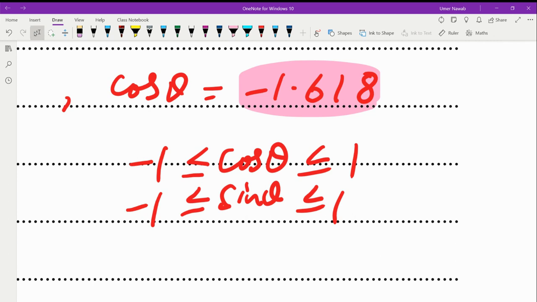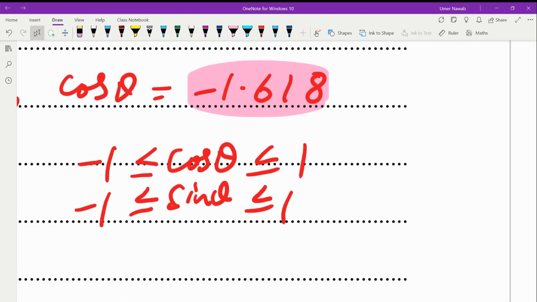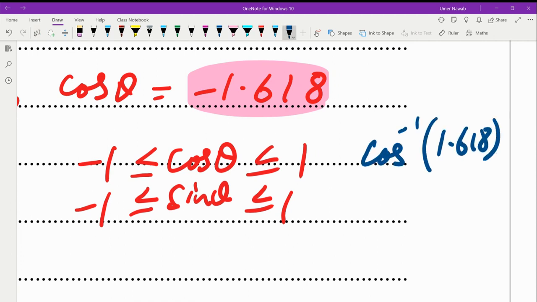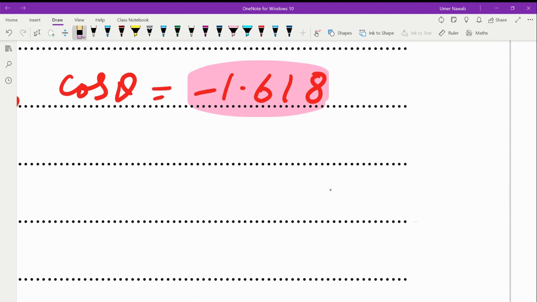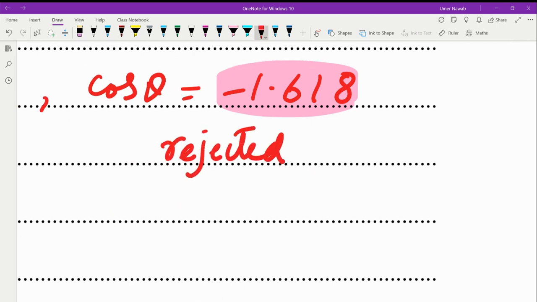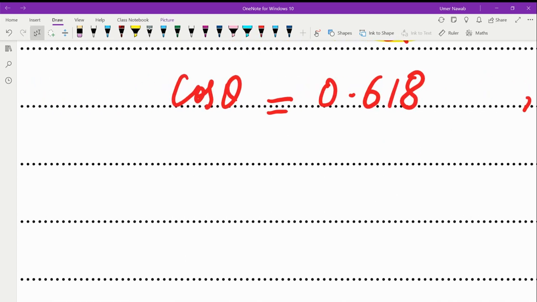So in this question, I have a question mark. However, if a student doesn't know this bounded nature of cosine and sine, he can just write shift cosine of 1.618 and the calculator will give you an error. So it means that this is not possible at all. You have to write in the exam that this should be rejected. But look at this one, cosine theta is equal to 0.618.